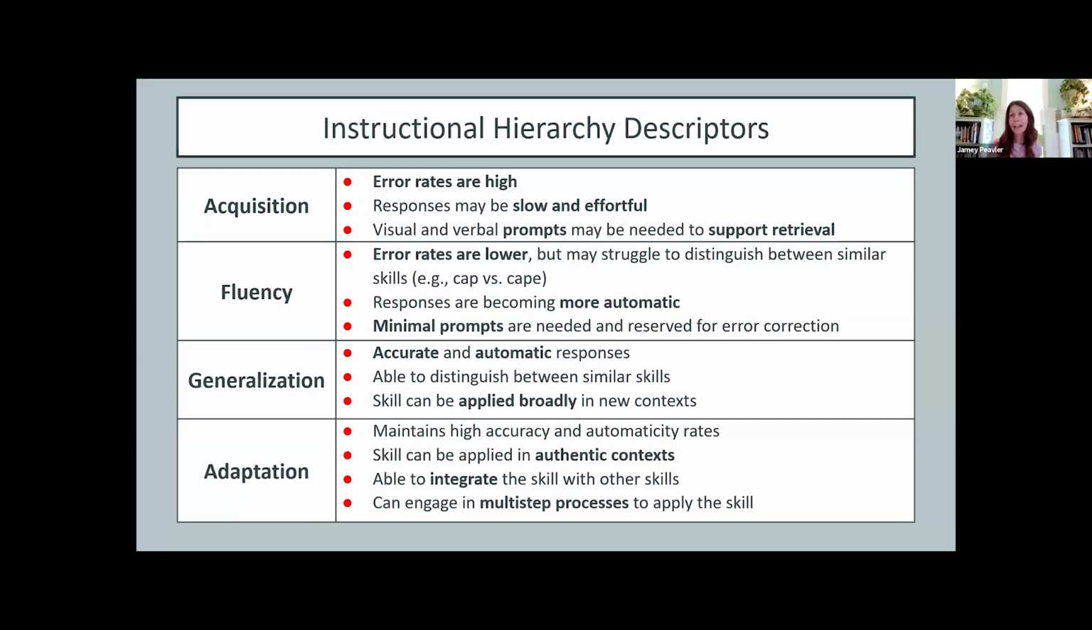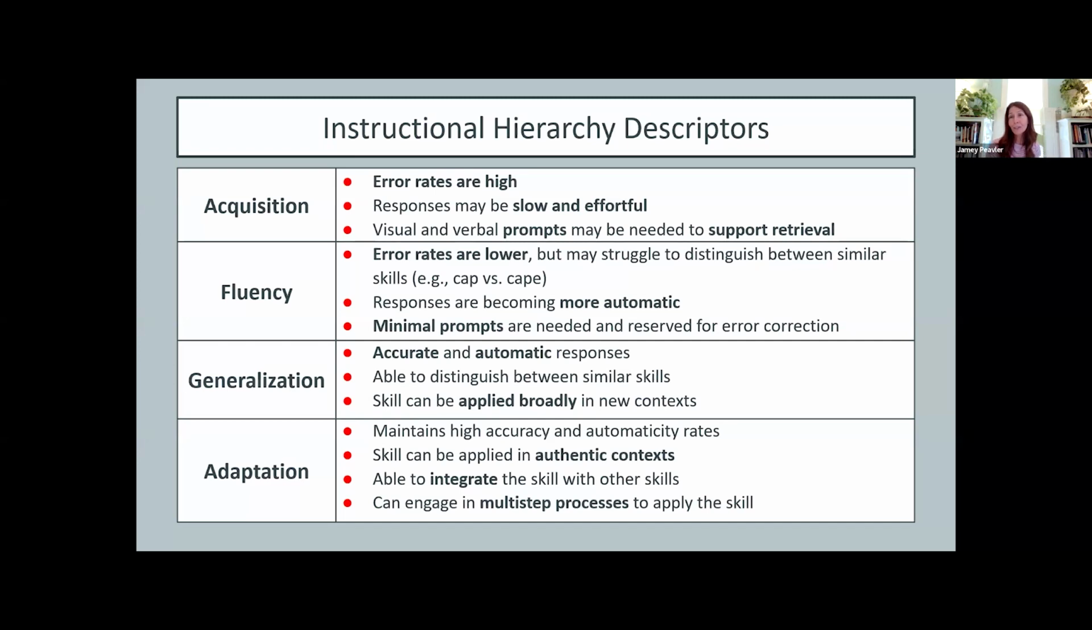It's going to be the case for a lot of students when a new skill is introduced. We'll know that they've moved into the fluency stage when they're making fewer errors. So their accuracy is improving, and we might start to see that their automaticity is improving as well. When they do make errors, the errors may even be things that they are self-correcting, or it may be a very logical error, so confusing things that are similar in structure.